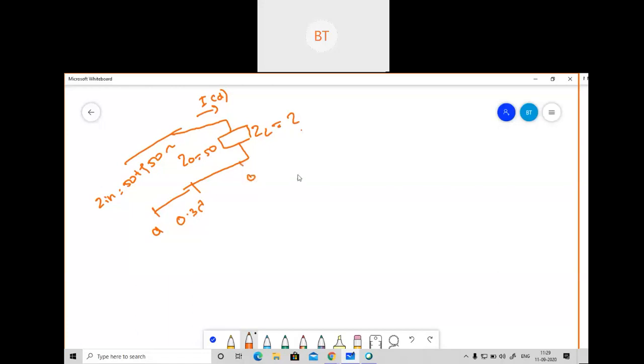Let me solve it, since only 5 or 6 people have done it correctly and many of you have not. So for them I'm solving it. First we will calculate the normalized value of Z in. What will you use? Z normalized is Z in upon Z0. Z in is given as 50 plus j50 upon 50. So what do you get here? 1 plus j.